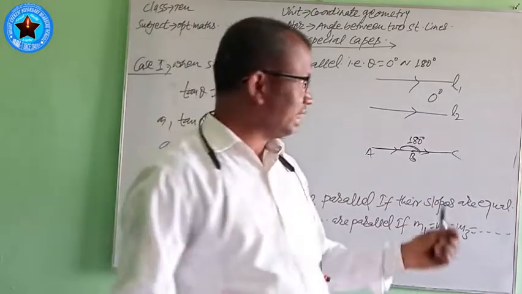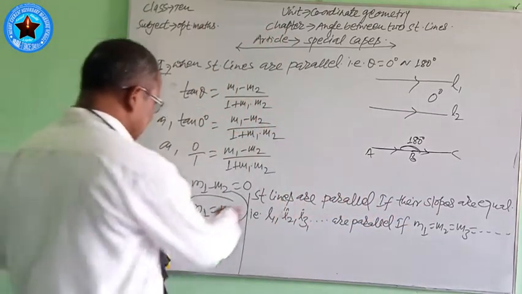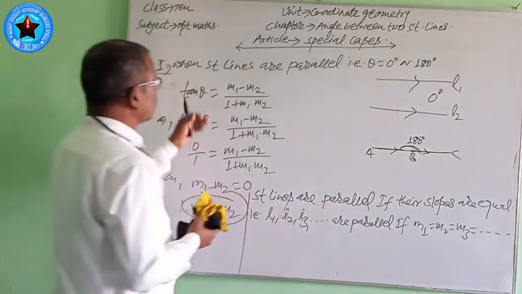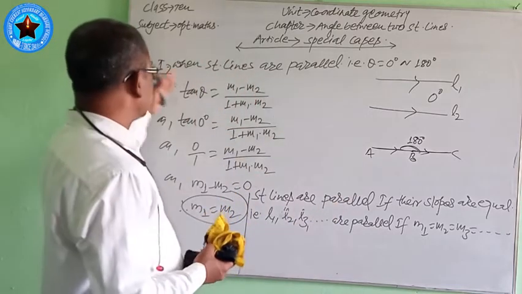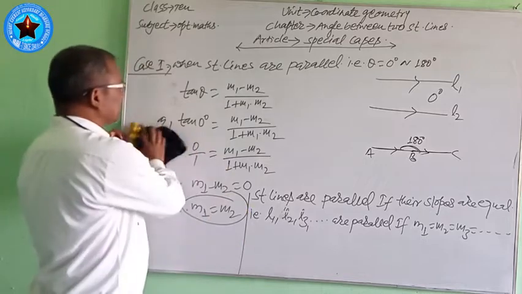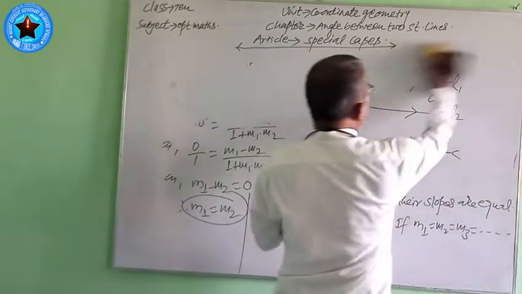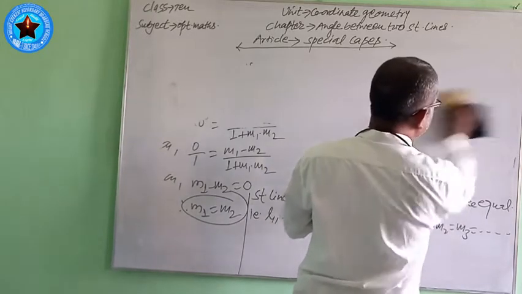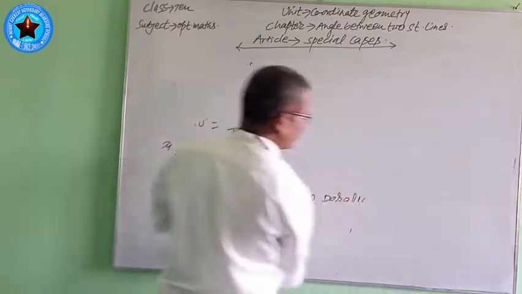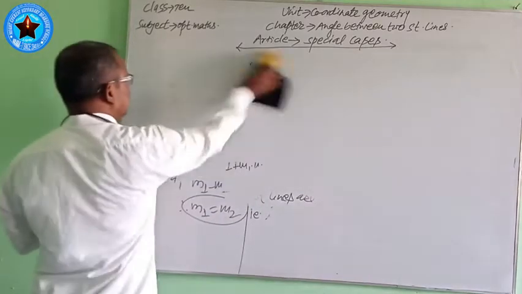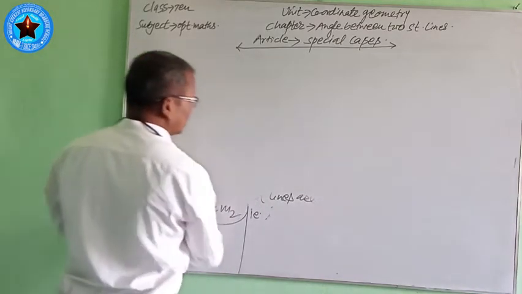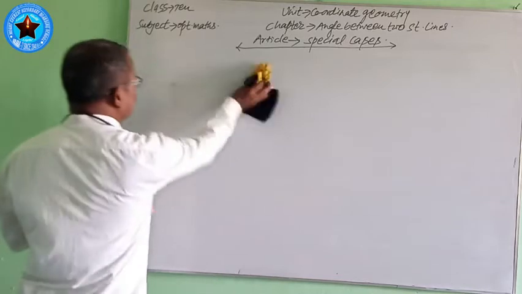Using this result, using this character of parallel lines, we can say whether the straight lines are parallel or not. Very simply we can say that. Now I am taking an example.